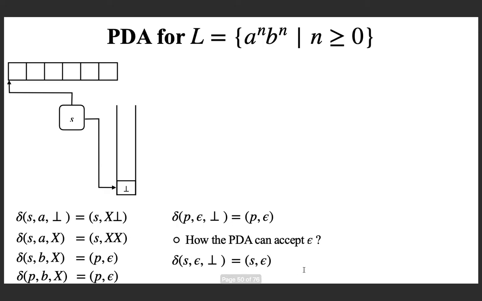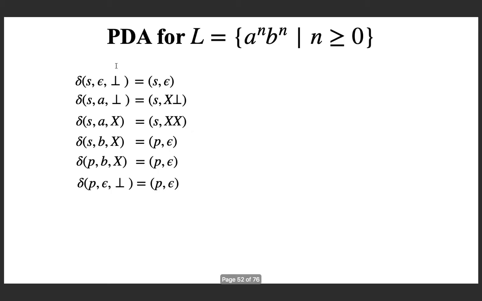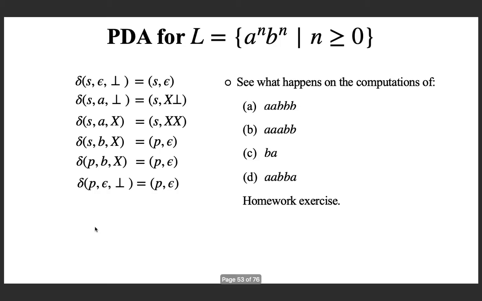You just take out that bottom of the stack, simple. If you do that from this configuration in one step, you will empty the stack without consuming any input, and hence you can accept epsilon as well. And here is the Pushdown automaton for the language. I just copied it. This is what we obtained. As a homework exercise, try to see how the computation or execution happens for each of these four inputs. Please try to understand the computation of the Pushdown automaton with all these four inputs for you to understand what exactly is happening.